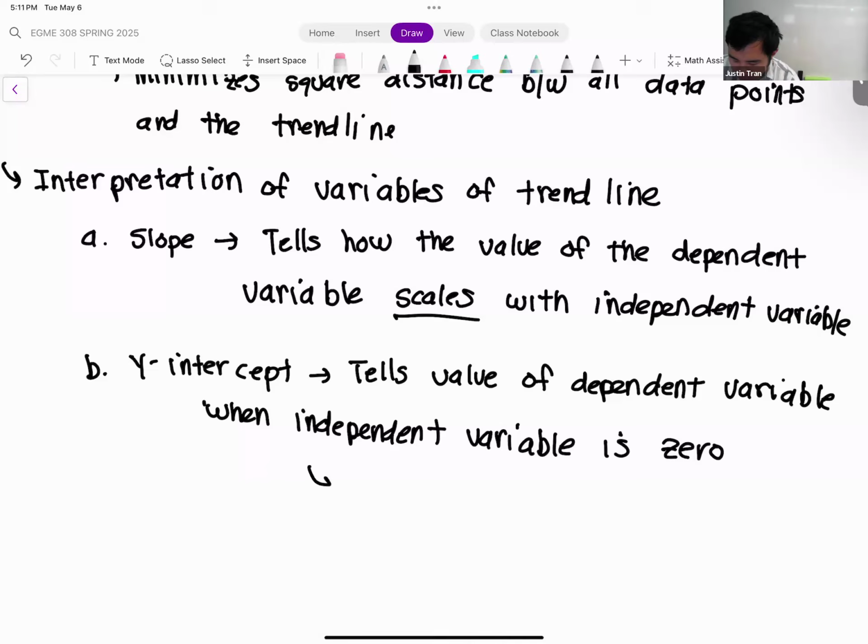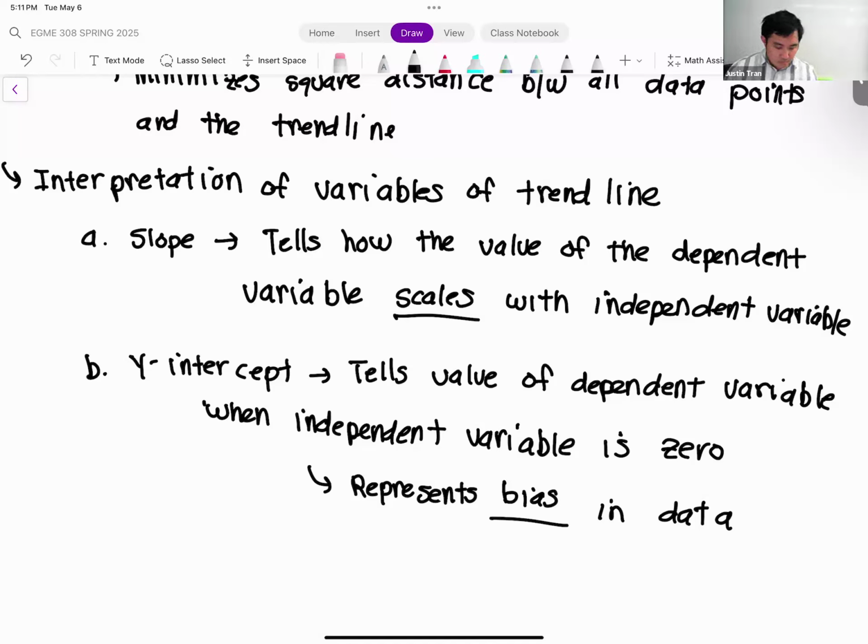Okay. Now, this has a very important interpretation for your data, because when your independent variable is 0, any non-zero value of the dependent variable we often call bias in the data. And bias is something that has a variety of different interpretations.